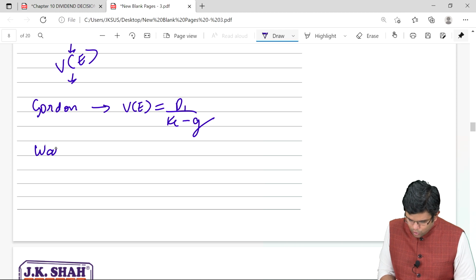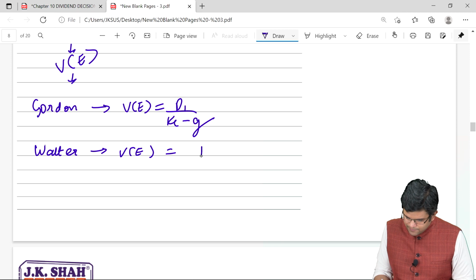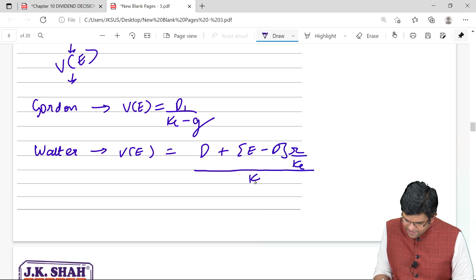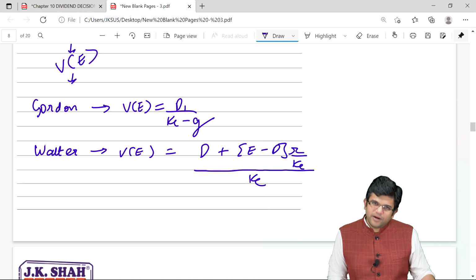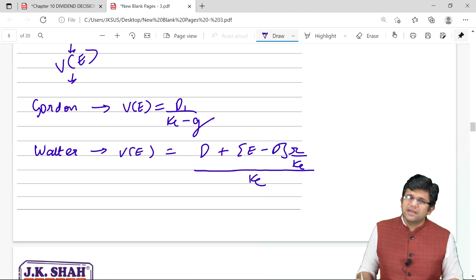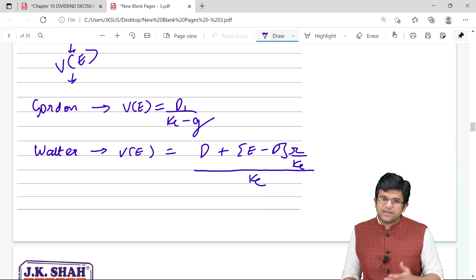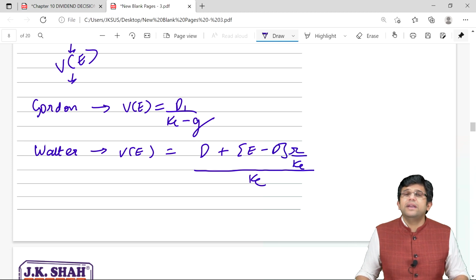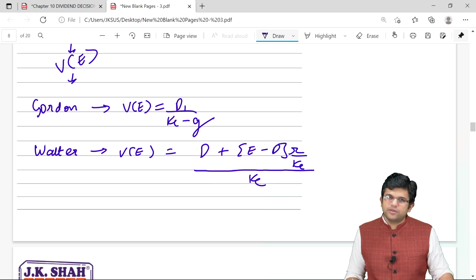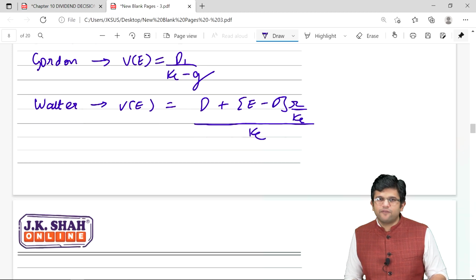Then we have Walter. Children, Walter says that value of equity is D plus E minus D into R by K, the whole divided by K, where D stands for dividends, E stands for earnings, that is EPS, R stands for rate of return on equity, ROE, and K stands for the required rate of return. This is the formula for Walter.